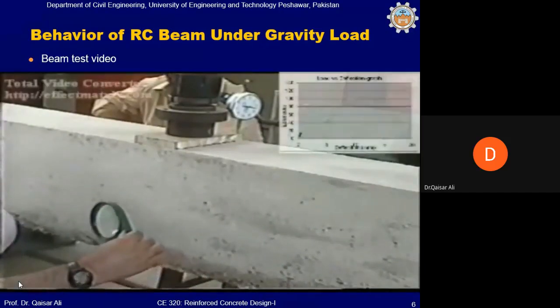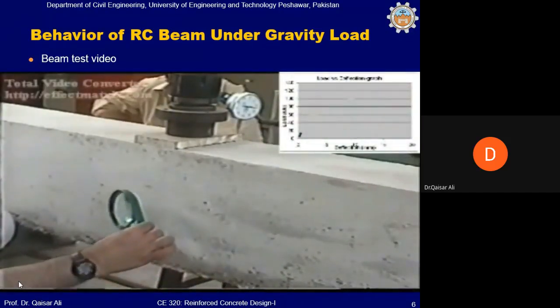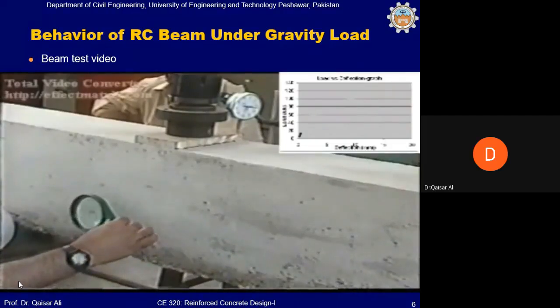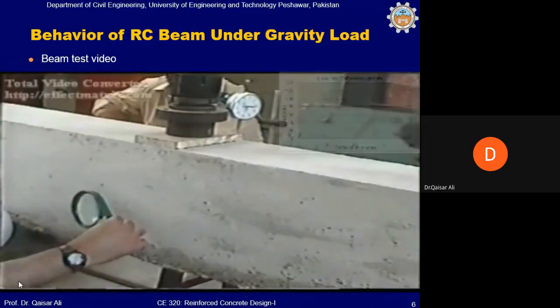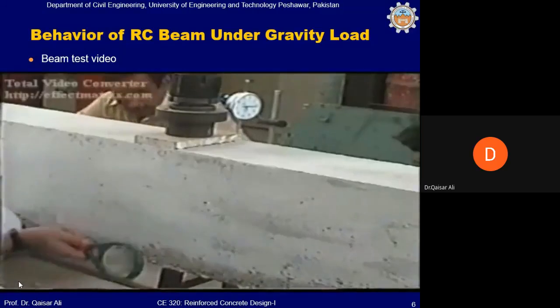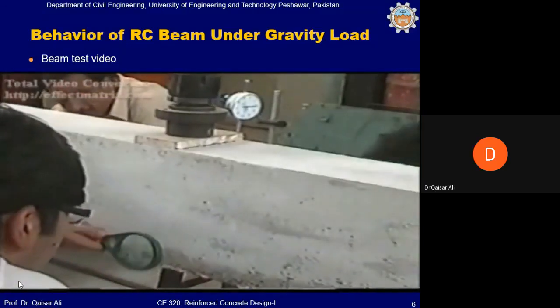With this magnifying glass, initially, since the cracks are very minor, hairline cracks, the student who is testing the beam is searching for any cracks, if there are.